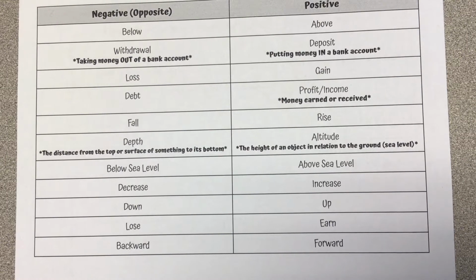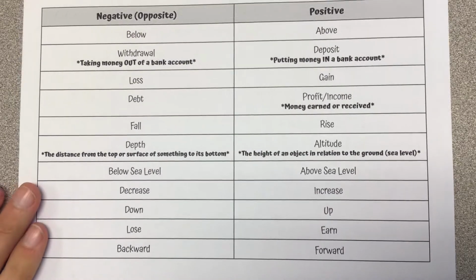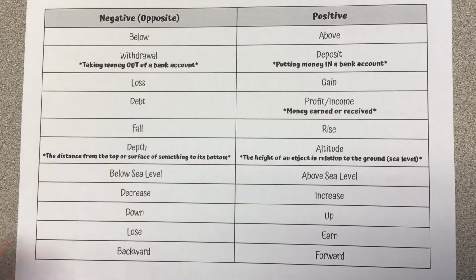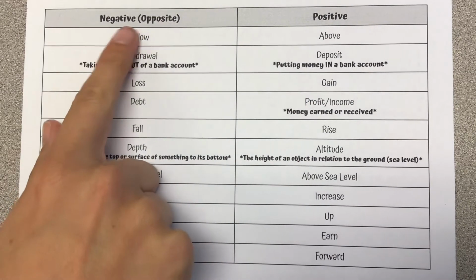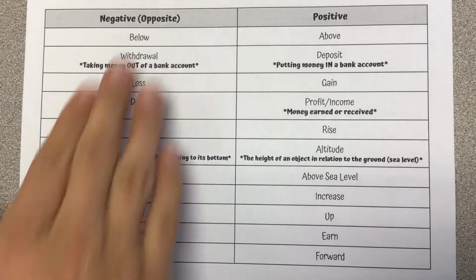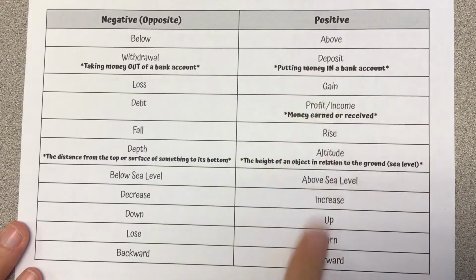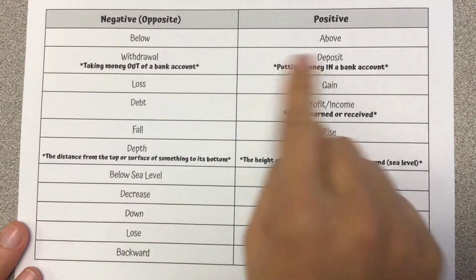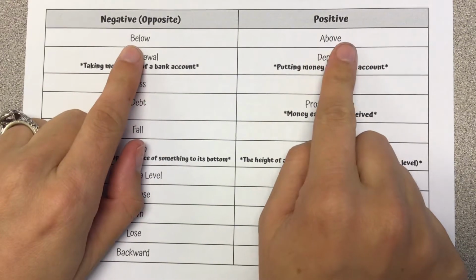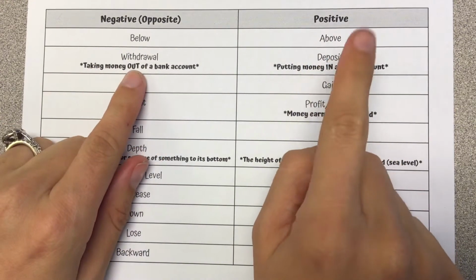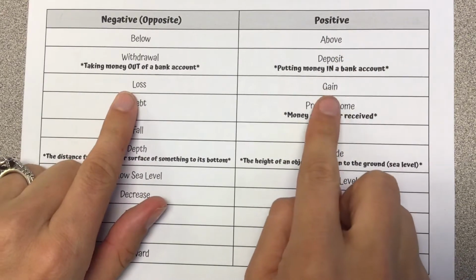Right, so we are going to look at representing integers. This chart here is going to be your best friend for this lesson. We have listed out values or words that represent negative or opposite values, and words here that mean positive. And we lined them up with their opposites. So below and above are opposites. Withdraw, deposit are opposite. Loss and gain are opposite.